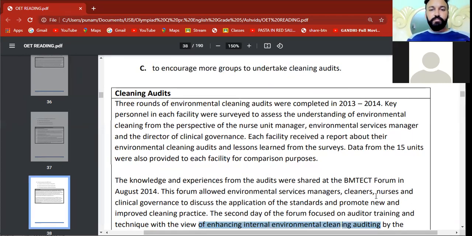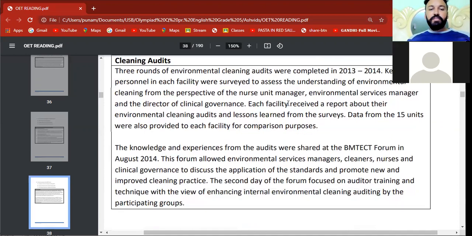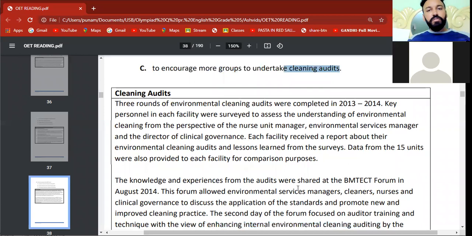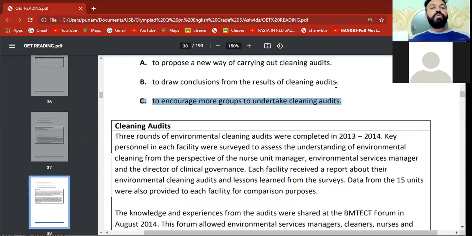No, sir. This is undertaking cleaning audits, like more people, okay, you guys should also take cleaning audits. Please take. This is encouraging groups, right? This is enhancing the internal environment cleaning auditing by participating groups. It's not the same. So we strike it out. What we have, the answer is B.